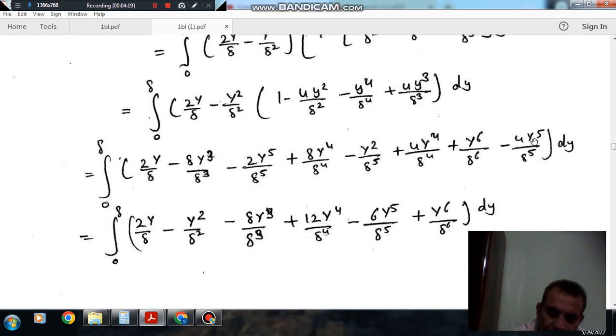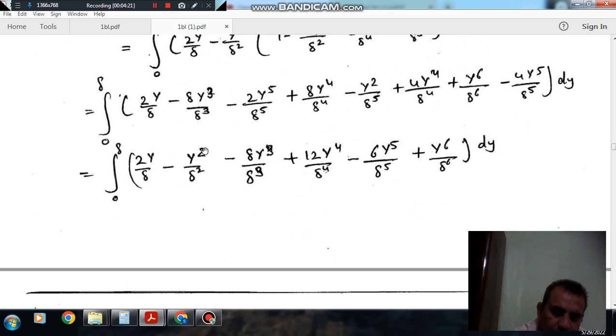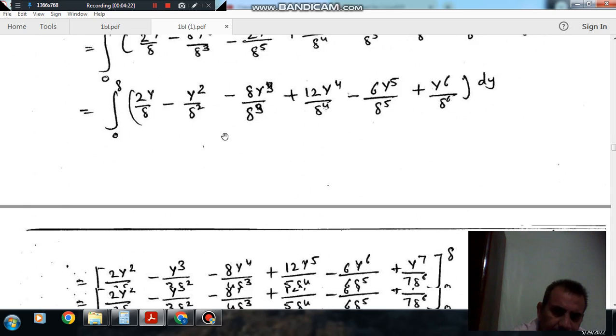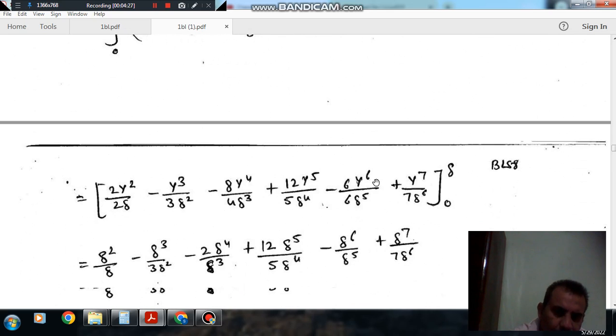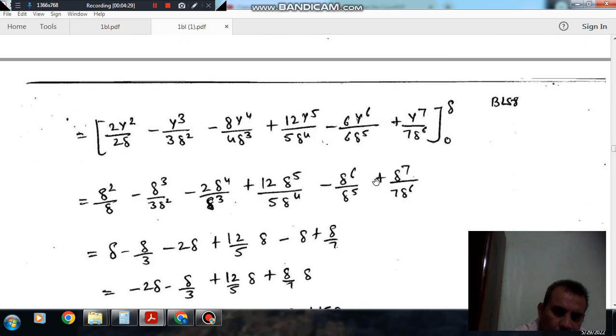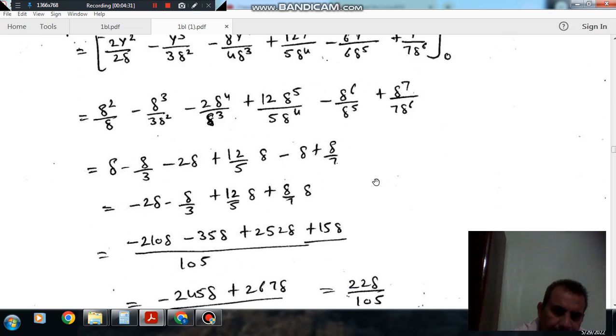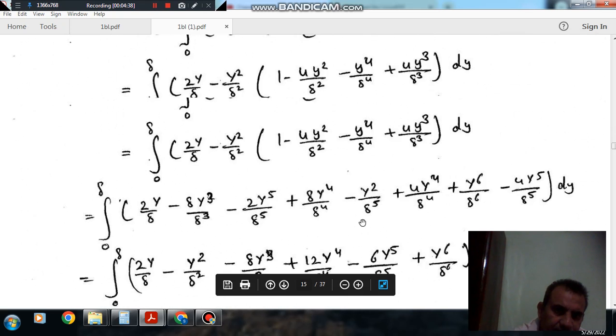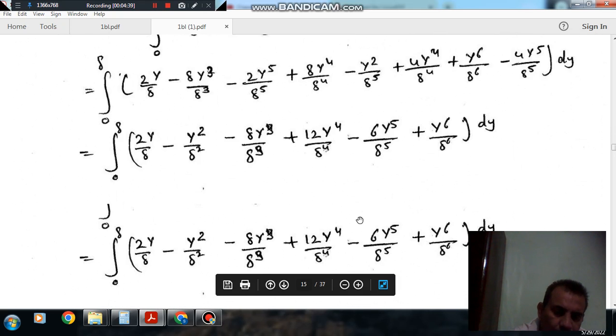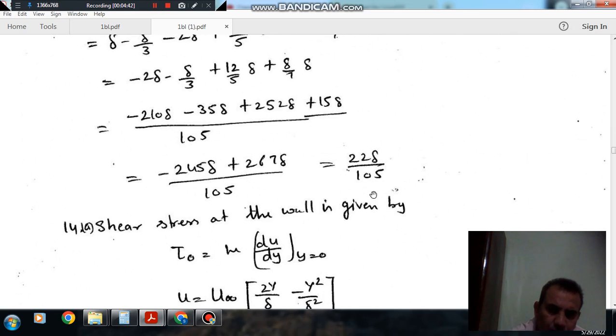Sorry, 4 by 5 by delta 5. So solving this and integrating it like this, and then putting a limit, we get momentum thickness as, sorry, energy thickness as 22 delta by 105.